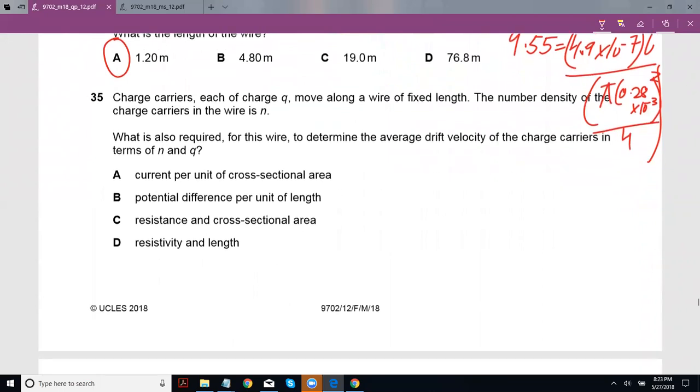35, charge carriers each of charge Q move along a wire of fixed length. The number density of the charge carriers in the wire is N. What is also required for this wire to determine the average drift velocity of the charge carriers in terms of N and Q, if you remember your formula?